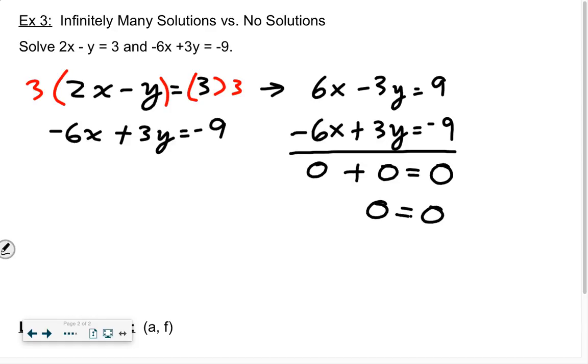So again, the variable goes away and students will panic. Don't. Okay, it'll happen every once in a while. Now we need to ask ourselves, true or false statement here? True. It is a true statement. Therefore, what do I put for an answer? Infinitely many or just simply many solutions. Either one.